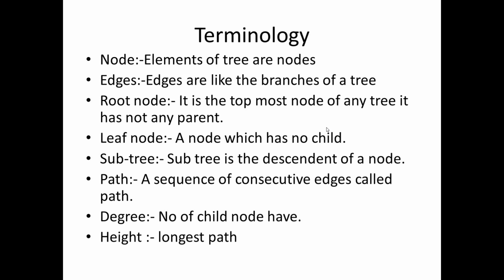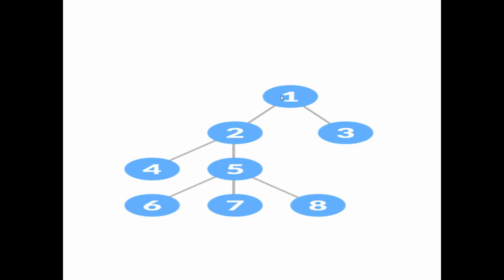Another thing is the degree. Now for an example, what is the degree of 1? 1 has how many children? 2 children, 2 and 3. So the degree of 1 is 2.